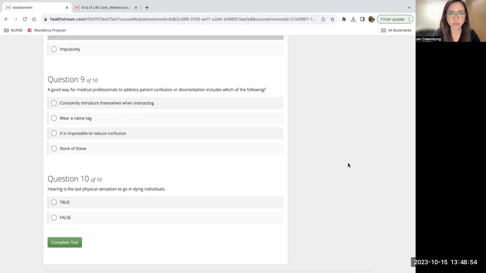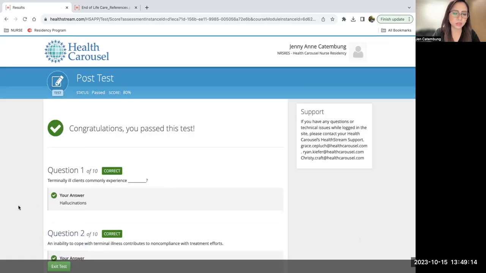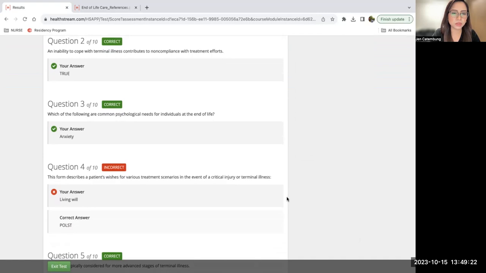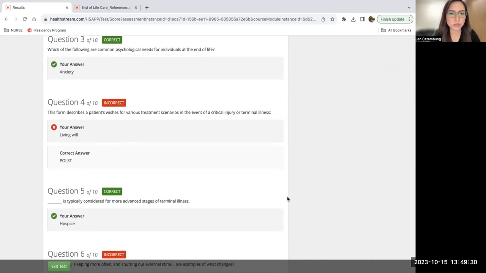A good way for medical professionals to address patient confusion or disorientation includes which of the following: constantly introduce themselves when interacting. Hearing is the last physical sensation to go in dying individuals. True. Wow, 80%. Thank you. Terminally ill patients commonly experience hallucinations. And the ability to cope with terminal illness contributes to non-compliance with treatment efforts. True.